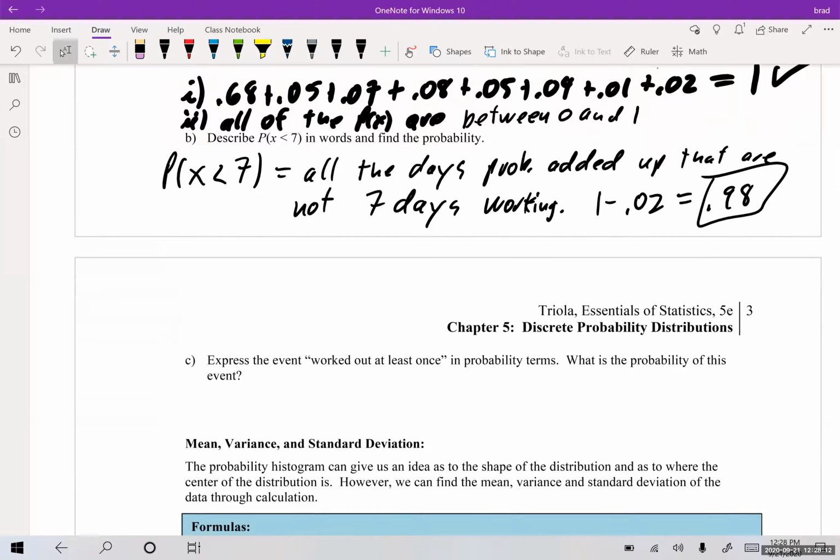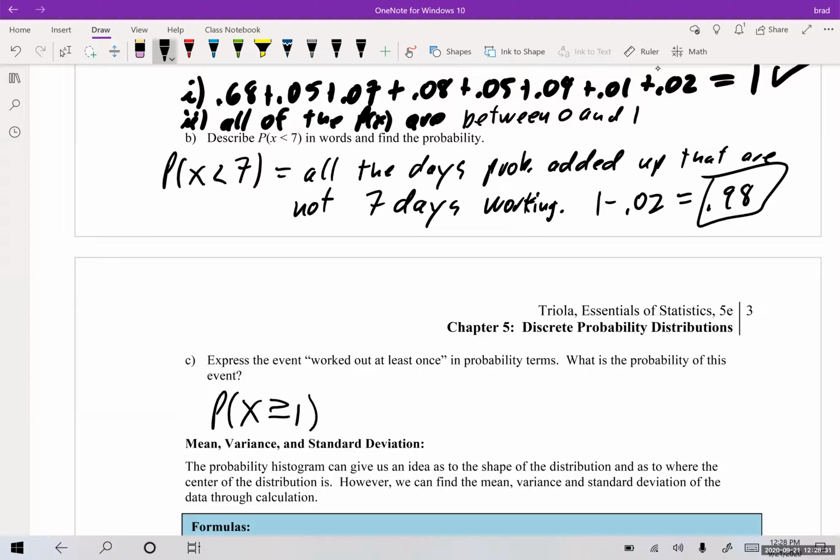Part C, express the event worked out at least once in probability terms. What is the probability? So the probability you worked out at least one time, wouldn't that be the probability that X is greater than or equal to 1? Because you're saying I worked out 1 day or 2 days or 3 days or 4 days or 5 days or 6 days or 7 days. Any of those days count.